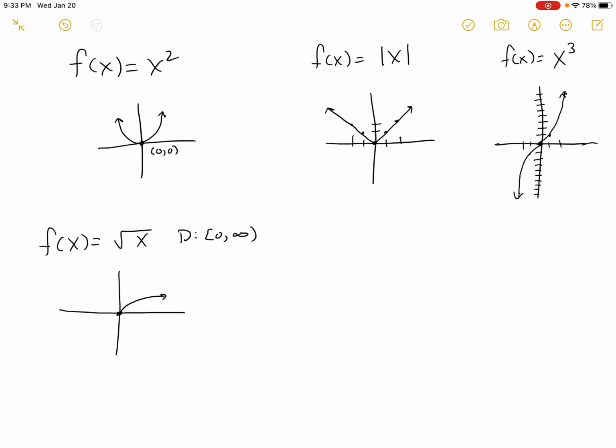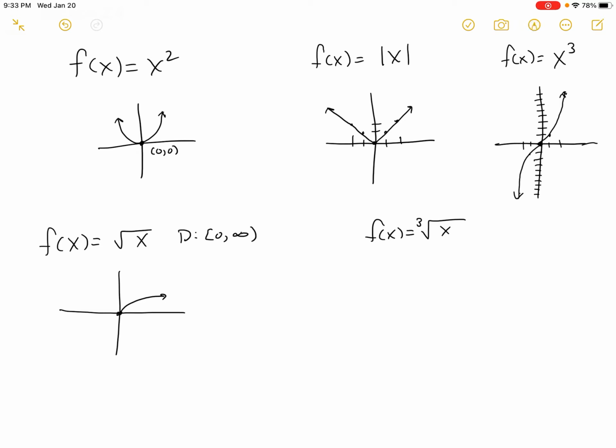The reality is you get bigger and bigger. To get to the next perfect square, it takes a long distance to go. So it kind of feels like it's leveling off, but it really isn't. And then we have f of x is equal to the cube root of x, which they'd want you to know and would reference.